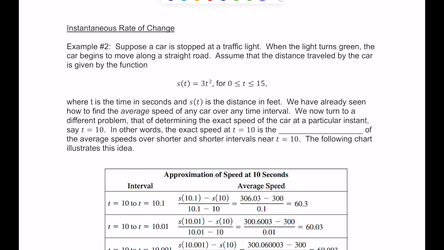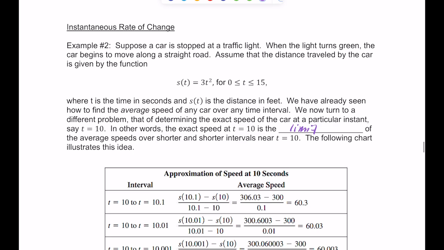We have already seen how to find the average speed of any car over any time interval. That was with average rates of change. We now turn to a different problem, that of determining the exact speed of the car at a particular instant, say t equals 10, so 10 seconds. In other words, the exact speed at t equals 10 is the limit of the average speeds over shorter and shorter intervals near t equals 10.